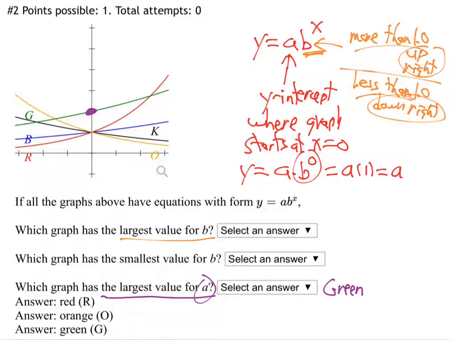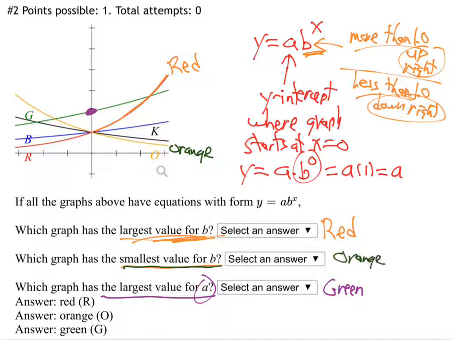So which one's going up to the right? Largest value of b is the one that's going up to the right the fastest. That would be this red one, wouldn't it? It's going to be red. And the smallest value for b is going to be the one that's going down to the right the fastest. That's going to be this orange one down here, isn't it? It's going down to the right the fastest. So it's got the smallest value for b, much less than 1. There we go.